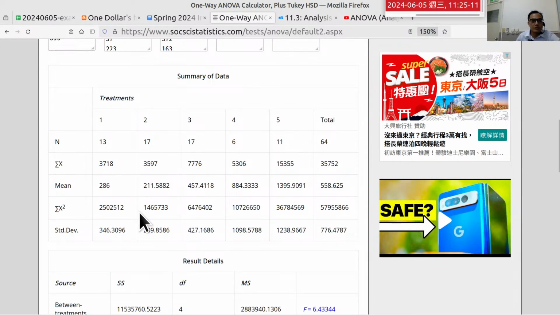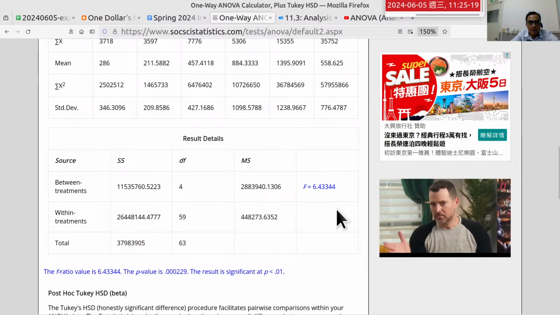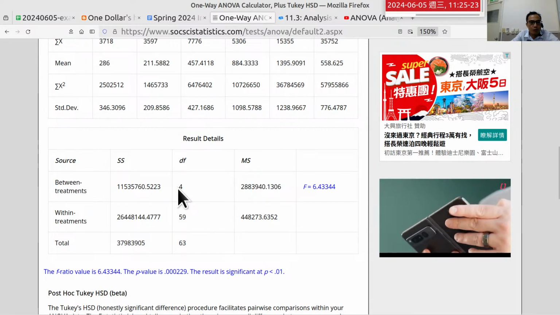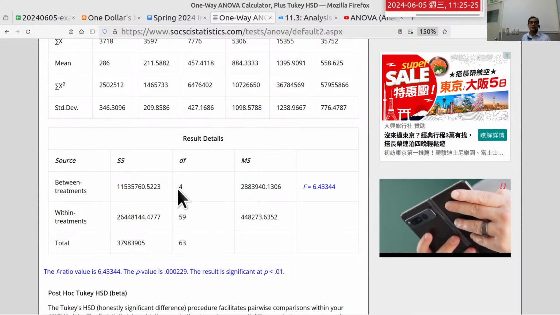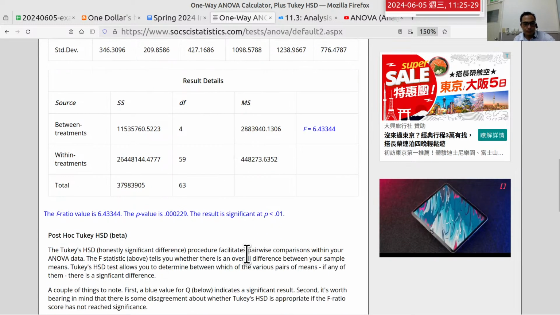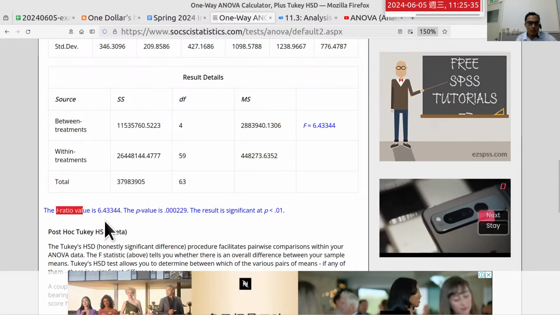The first group's patients are 13, 17, 17, 6, 11. Total number is 69. And the F value is here. The degrees of freedom is 4, because we have 5 groups and 5 minus 1 is 4. And the F ratio value is 6.4.